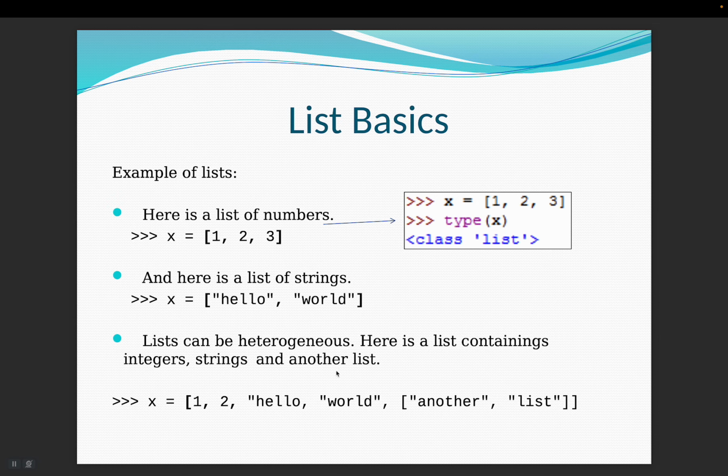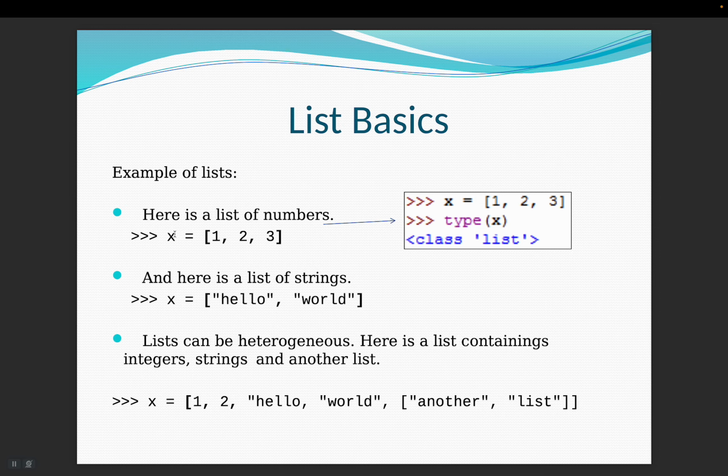So here are the basics. Here are examples of lists. Here is a list of numbers. And this is how we actually declare a list. We can write X, the variable name. Where does this list exist? What variable will hold the list? And then we use square brackets, and we separate each value by a comma.